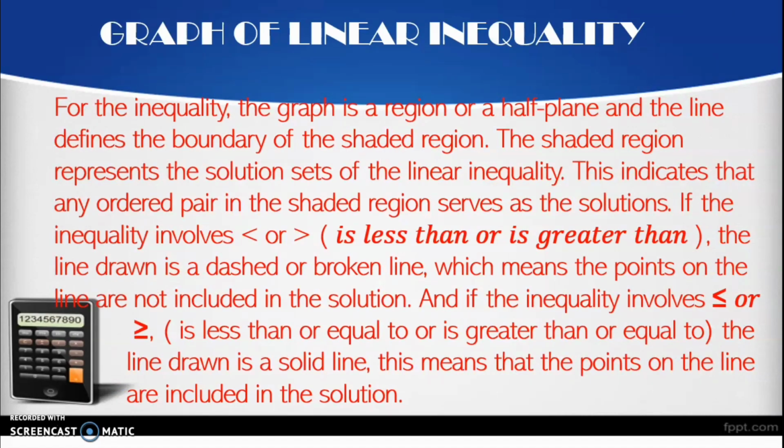For the inequality, the graph is a region or a half plane, and the line defines the boundary of the shaded region. The shaded region represents the solution set of the linear inequality. This indicates that any ordered pair in the shaded region serves as a solution. If the inequality involves less than or greater than, the line drawn is a dashed or broken line, which means the points on the line are not included in the solution.